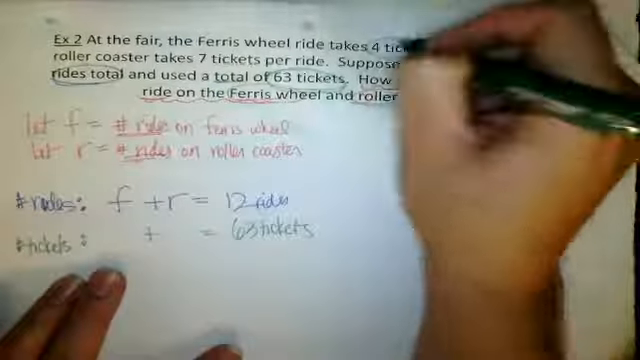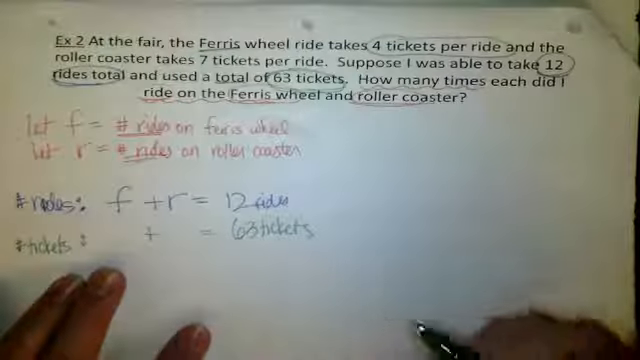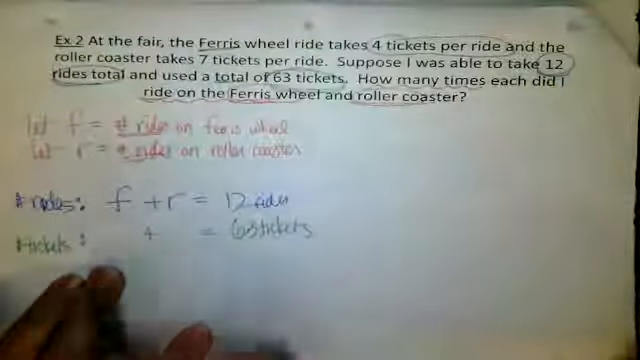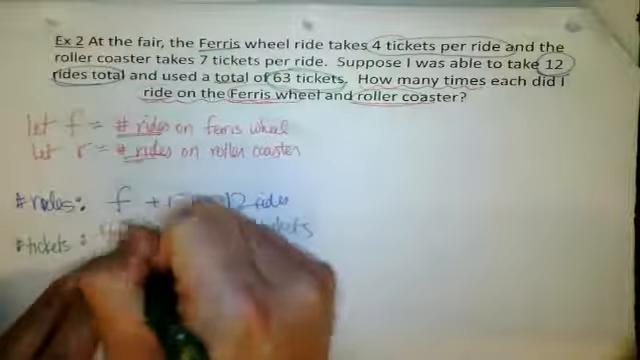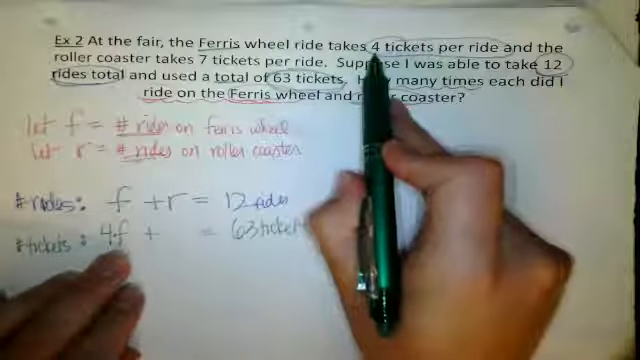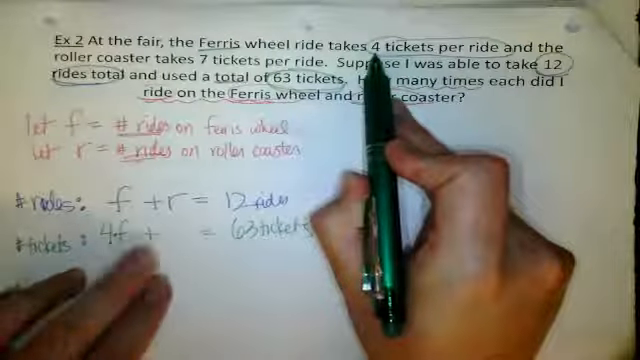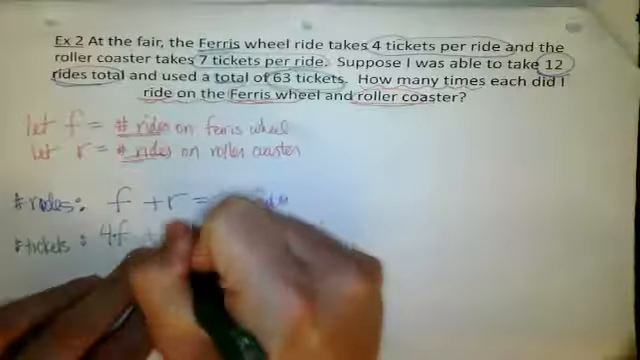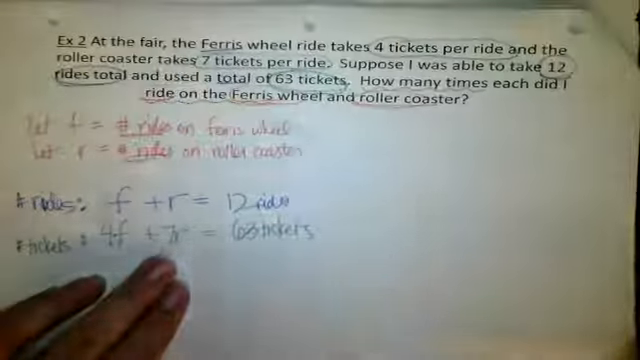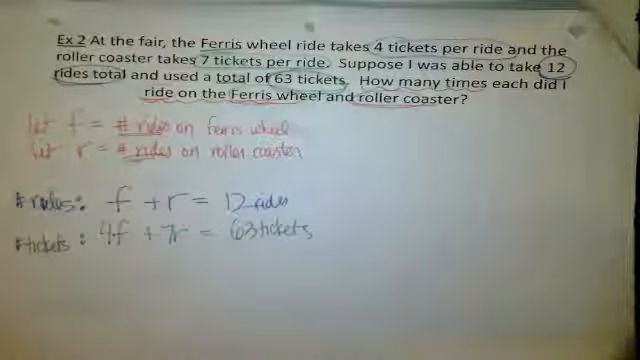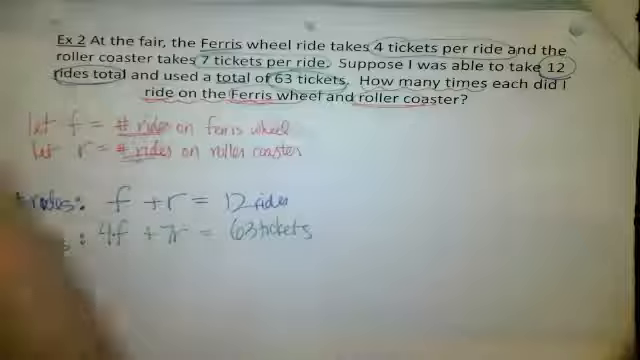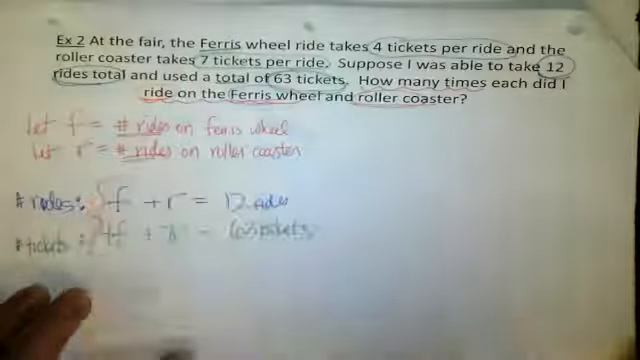4 tickets per ride on the Ferris wheel and 7 for the roller coaster. So how do I figure out how many tickets I used on the Ferris wheel? 4 times F. 4 tickets for every single ride on the Ferris wheel. Plus what? 7 tickets for every single ride on the roller coaster. 7R. Is this easy or hard? Pretty easy, right? Okay. That, ladies and gentlemen, is our system.